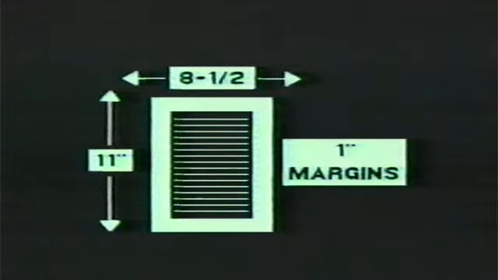The default page size is 8.5 inches wide by 11 inches long. The default margin is 1 inch on all 4 sides. Your text will be printed in the rectangular area defined by these defaults. These defaults can be changed, but they are acceptable for ordinary word processing.